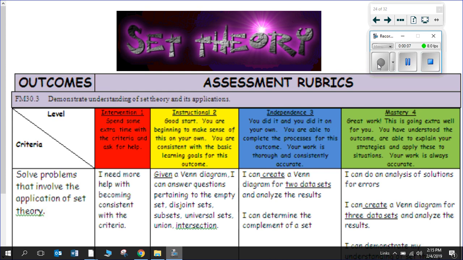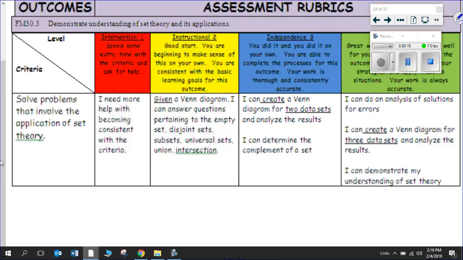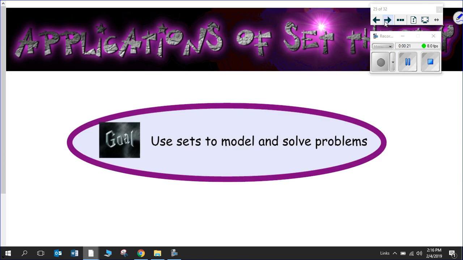For video 4, I'm going to make two short mini lessons. The first mini lesson is going to be all about creating and using Venn diagrams that have three data sets. So in terms of our main goal today, it is going to be to use sets to model and solve problems, again, using three data sets.